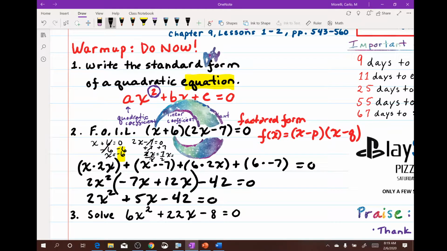What is that as a decimal? 7 halves. 2 goes into 7 3 times with 1 as a remainder, so it's 3.5. Do we agree? Okay, how would I check that in the calculator?